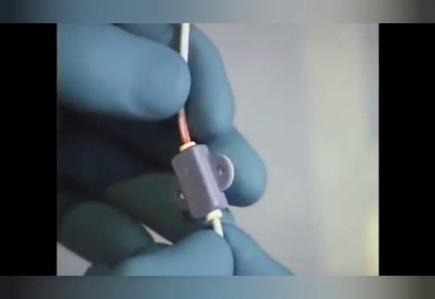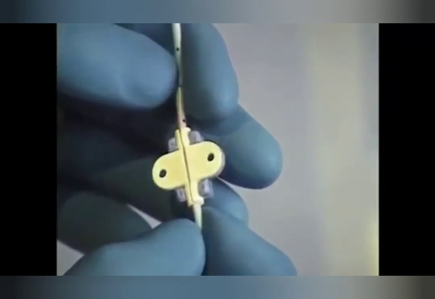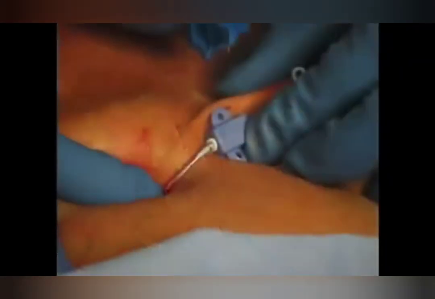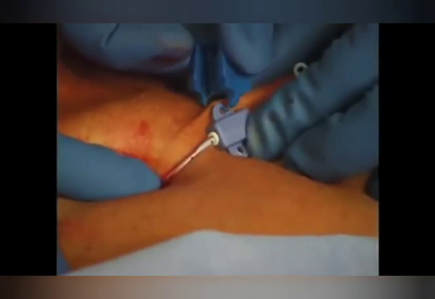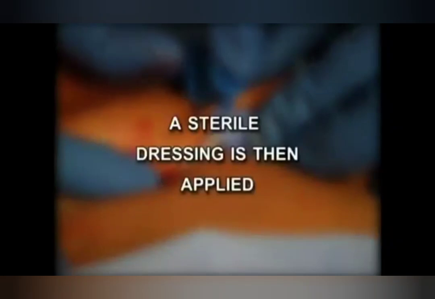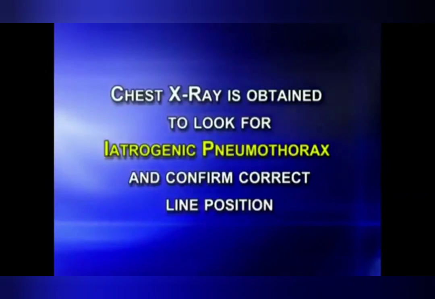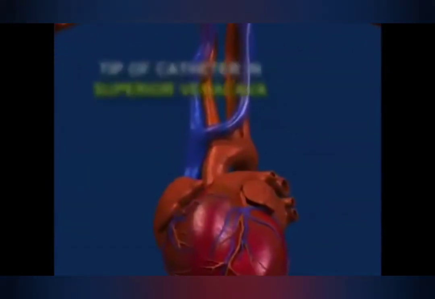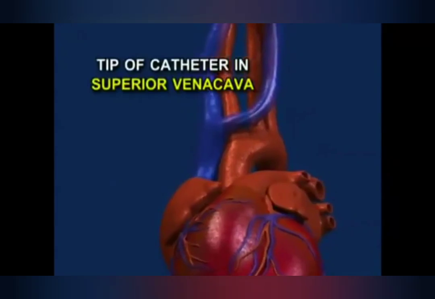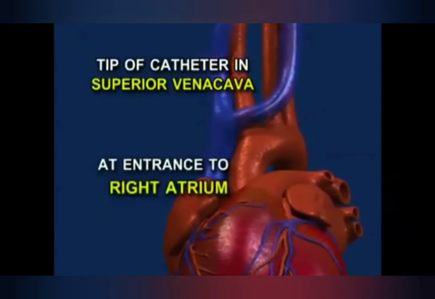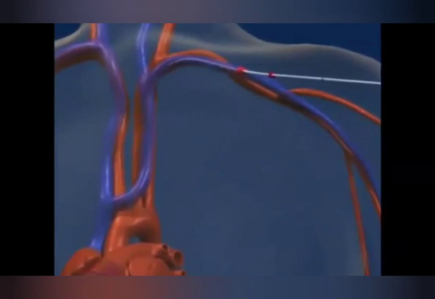The catheter is secured in place by placing the catheter holder on the catheter and securing it to the skin with staples or sutures. A sterile dressing is then applied. A chest X-ray is obtained to look for an iatrogenic pneumothorax and confirm correct line position. The optimal position is to have the tip of the catheter in the superior vena cava at the entrance to the right atrium, but placement anywhere in the superior vena cava is acceptable.